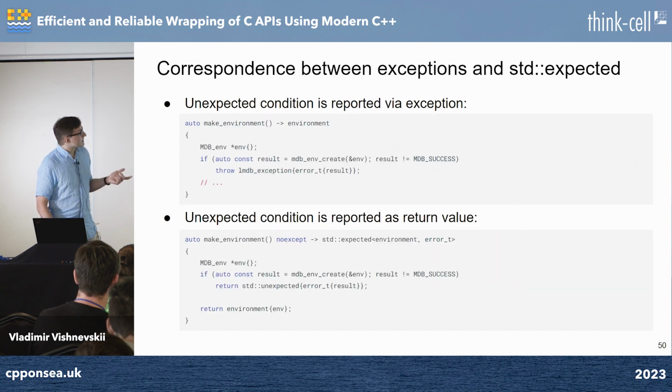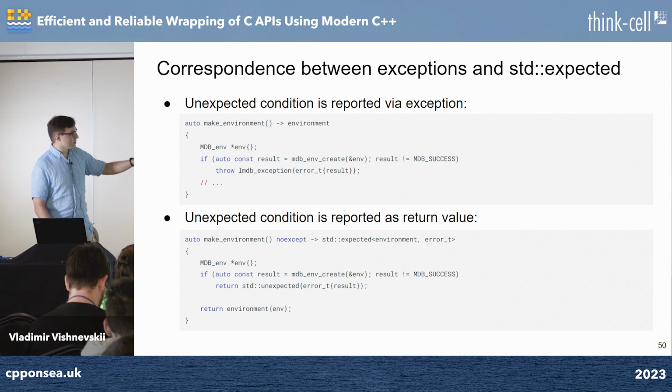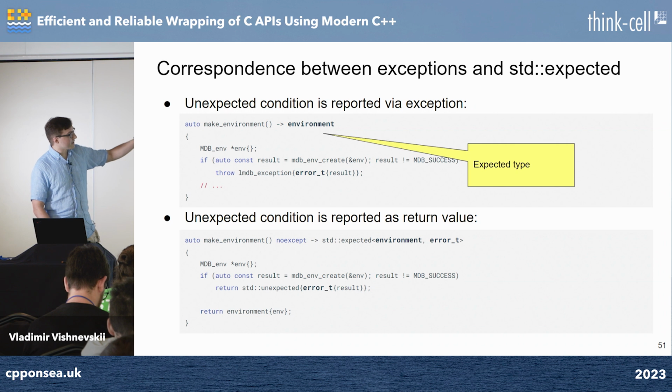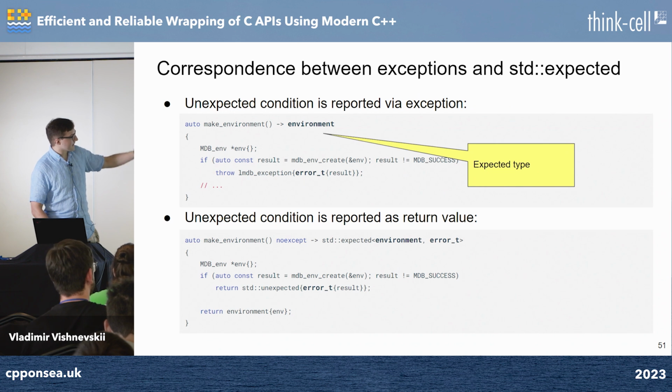But also there may be ways to do some configurable error reporting, because there is some connection between expected and exceptions. In case we throw in the throwing function, we have our expected type as just a return type. So in case of error, we throw the error, or we return the type that is the error type.